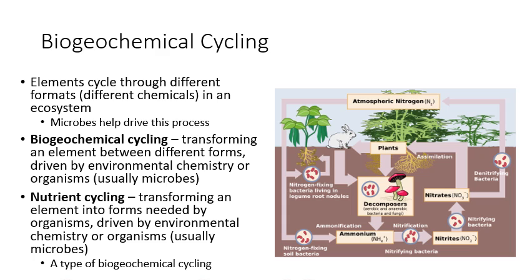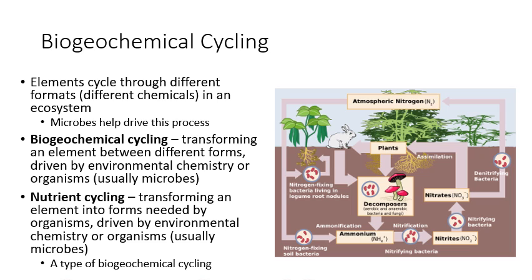Specifically, microbes would be helping elements move through different chemical forms because they catalyze a lot of different reactions. So just taking the element in one compound and converting that compound to a different compound. And that whole process of elements moving through the environment physically and chemically is biogeochemical cycling.